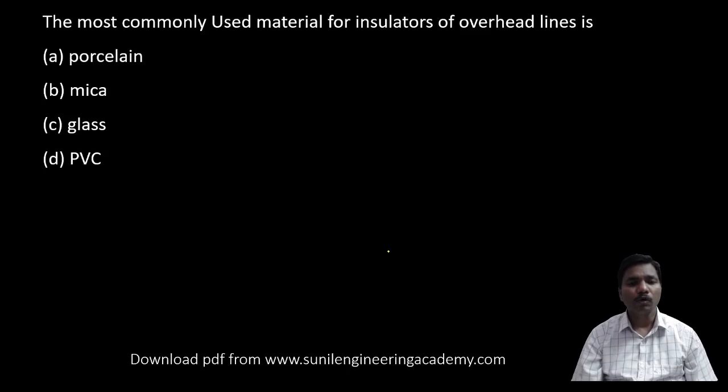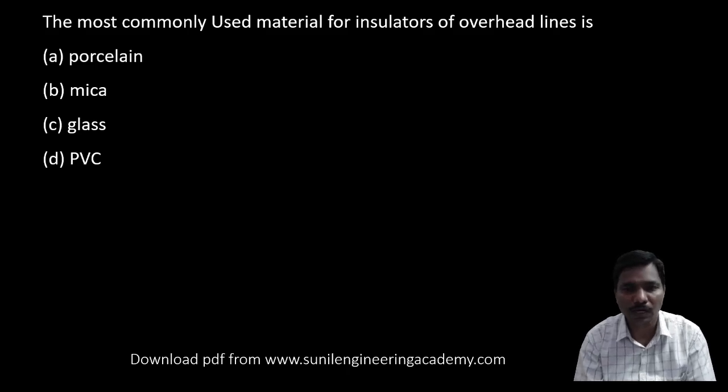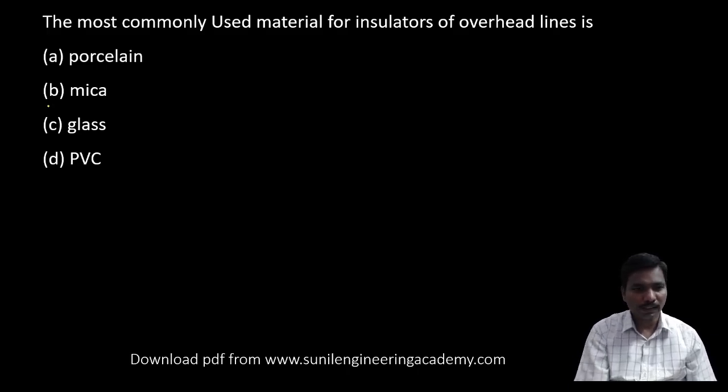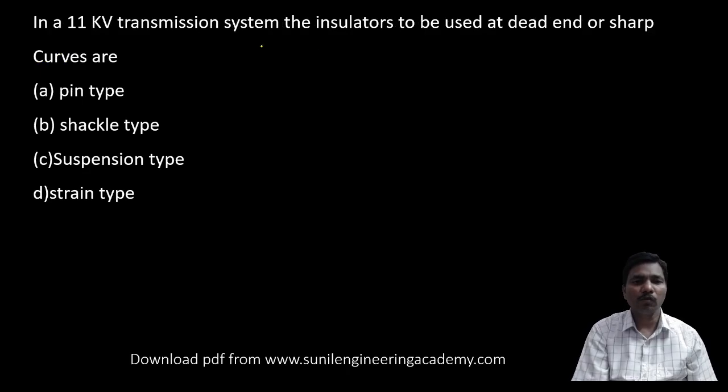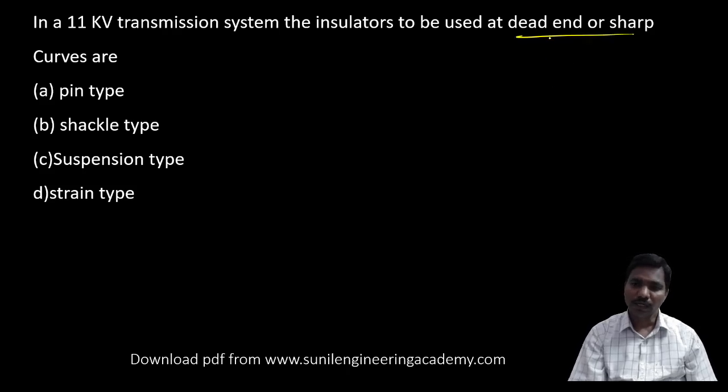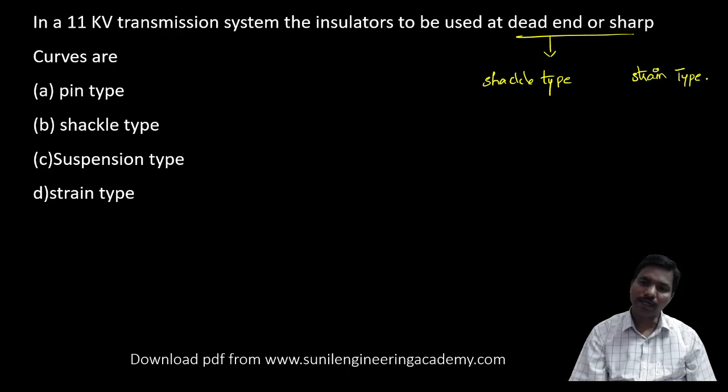Coming to the next one, the most commonly used material for insulators. Now we are going to practice the questions belonging to insulators of overhead lines. The most common material is nothing but porcelain. Porcelain is used as the most common material. And for an 11 kilovolt system, the insulators used at a dead end and sharp curves, we can go with two types. One is the Shackle type, and the second one is the strain type. We can also call it disc type.